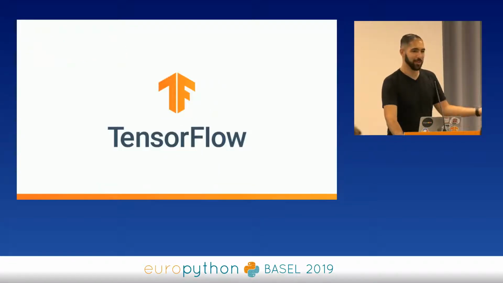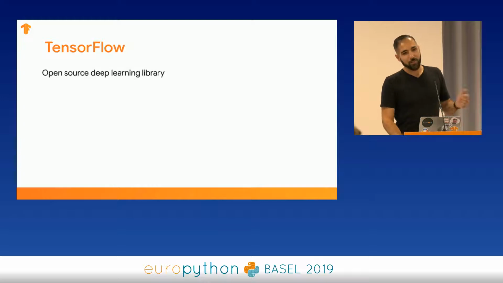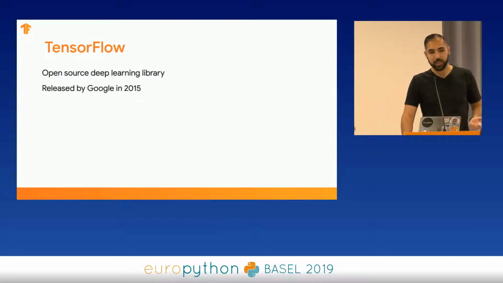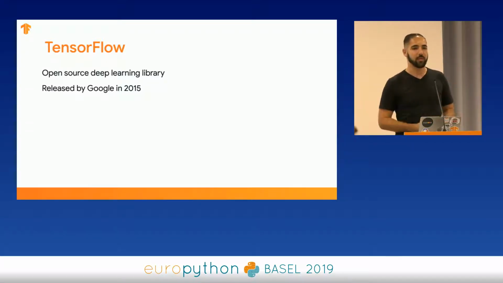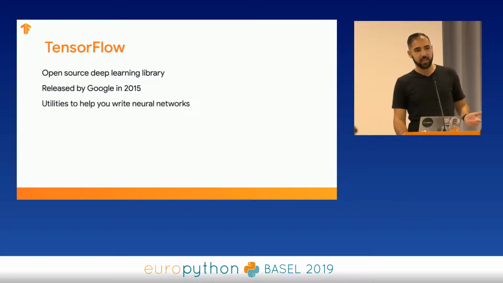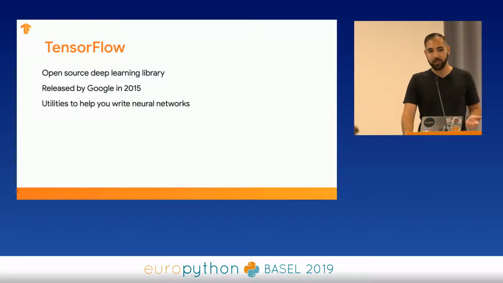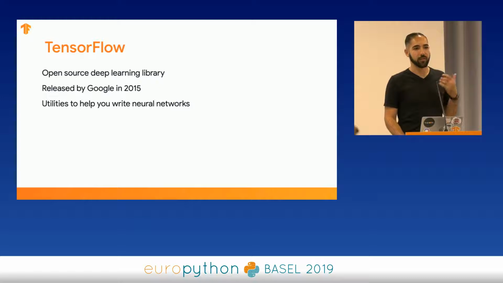Okay, so what is TensorFlow? It is an open source deep learning library that is developed at Google. It was released in 2015, but it actually existed a little bit before that. We were using it for projects internally, but then we released it as an open source project in 2015. And so what is it? Well, TensorFlow it's a Python framework that includes a lot of utilities for helping you write deep neural networks.